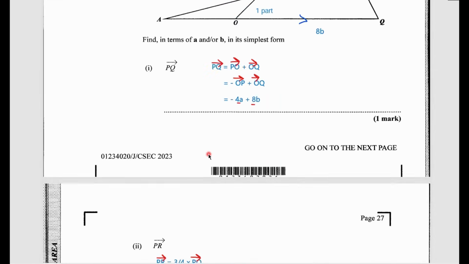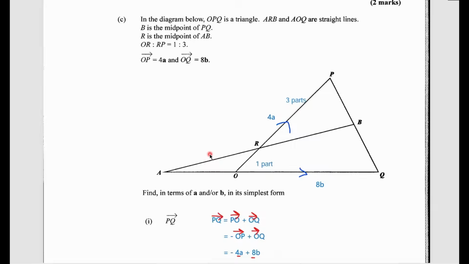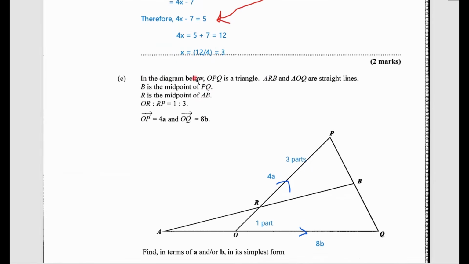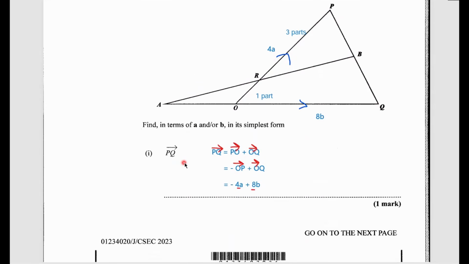We're getting some vectors here. As you can see, we are on our way out of this paper. In the diagram below, OPQ is a triangle, ARB and AOQ are straight lines. B is the midpoint of PQ, all right. R is the midpoint of AB, okay. OR to RP is 1 to 3. 1 part to 3 parts. OP is 4A. And OQ is 8B. See, 4A, 8B. So you want to find PQ.